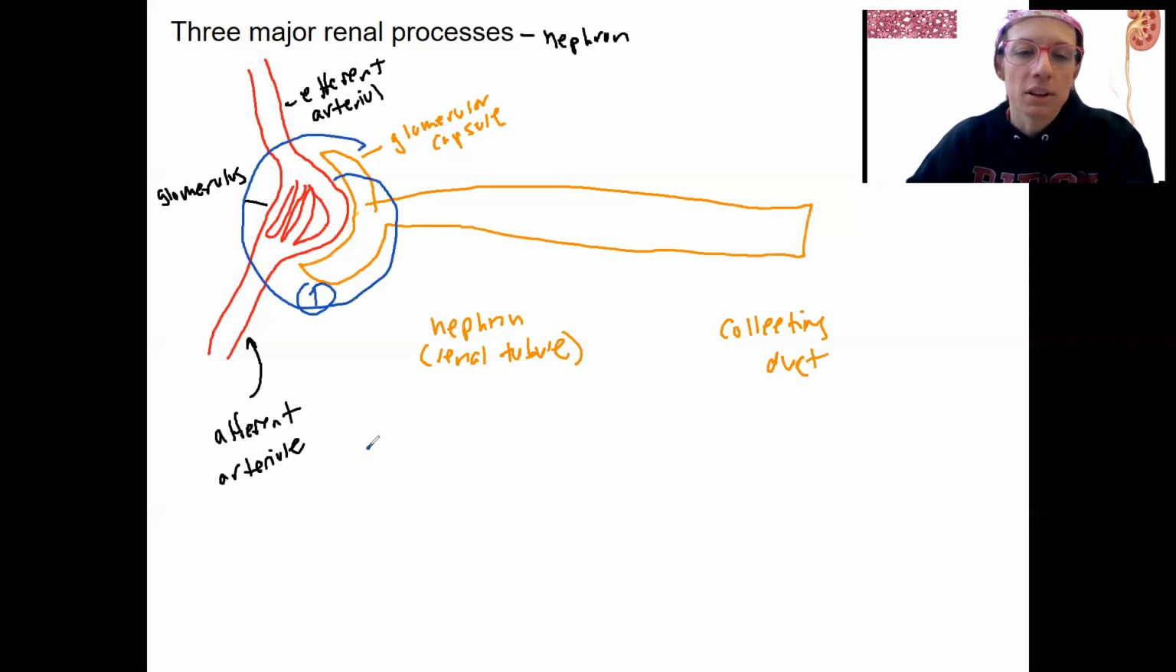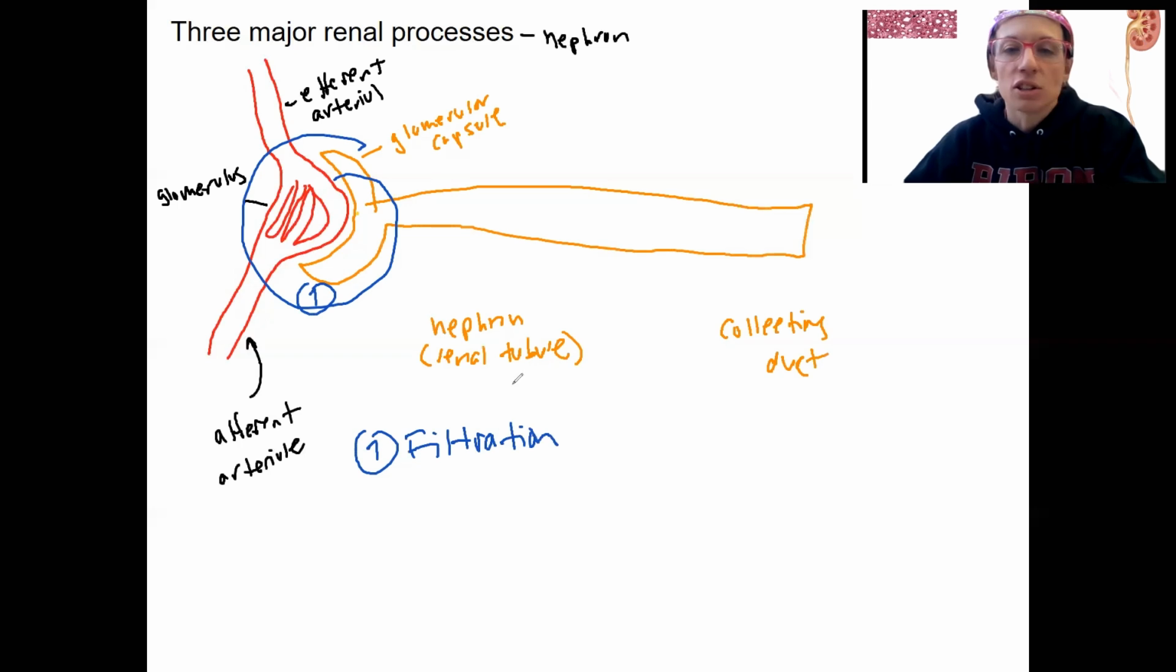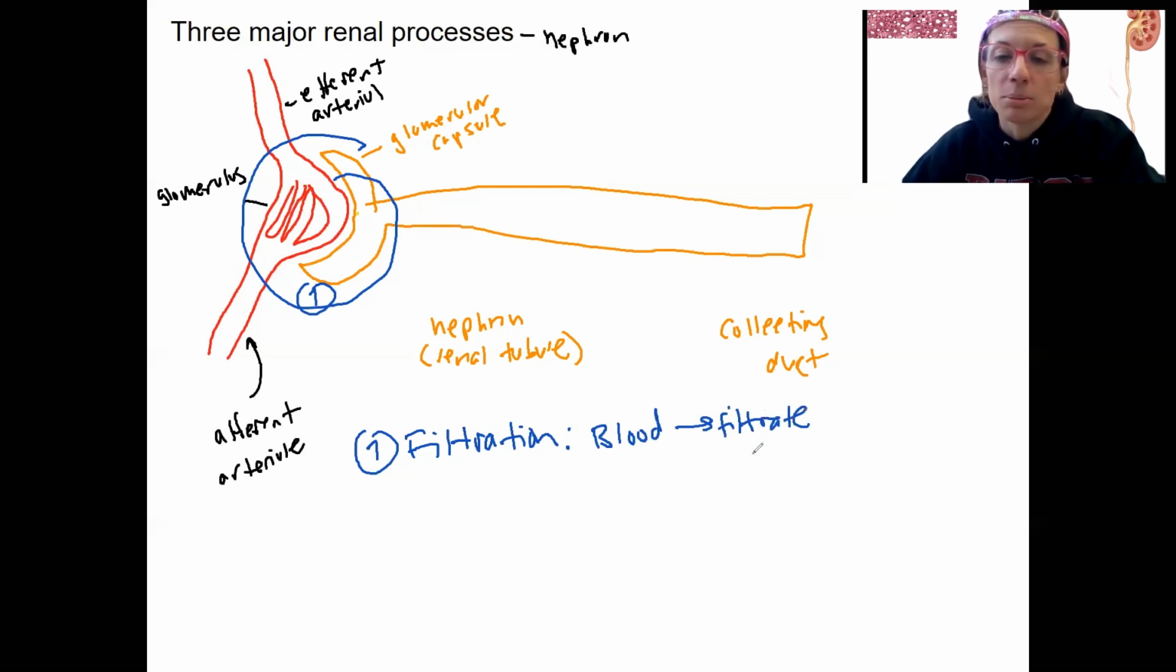One, what happens here? Filtration. We've already talked about this. So glomerular filtration is going to be the production of a cell and protein-free filtrate. So we're going to go from blood to filtrate. The difference between these two is that the filtrate is protein and cell-free. It does not contain proteins, albumin, and red blood cells that are present in the blood.